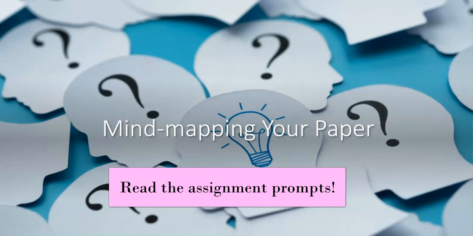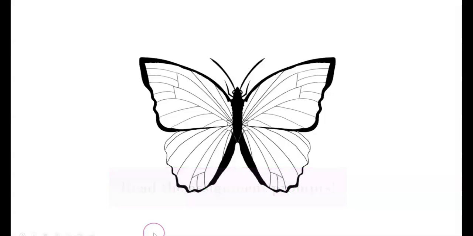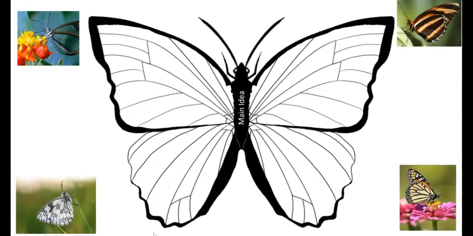Let's get started. Thinking about the mind mapping process, imagine having a butterfly and you have this information that you want to share with people. So the first thing that you're going to do is think about your main idea. Your main idea is in the center, and then these sections of the butterfly become what you want to talk about. For my example, I have 4 butterflies that I'm going to talk about.